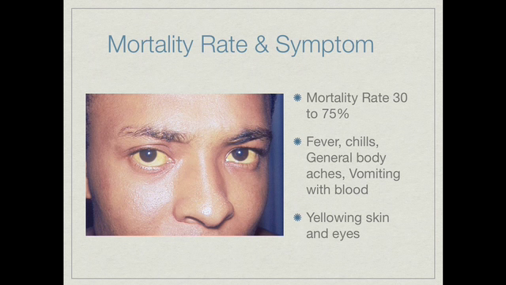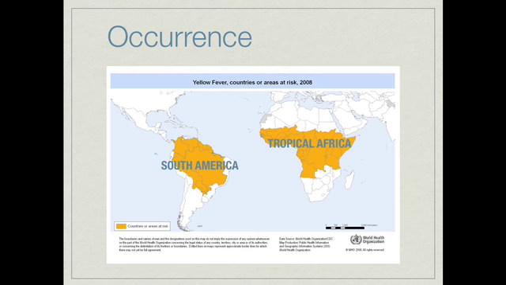And the mortality rate of yellow fever usually varies from 30% to 70%, depending on the sanitation of different places. The common symptoms are fever, chills, general body aches, vomiting with blood, and one of the most distinguishable ones is yellowing skin and eyes, as you can see in the picture. A person infected with yellow fever has yellow eyes, and that's pretty much how yellow fever got its name.